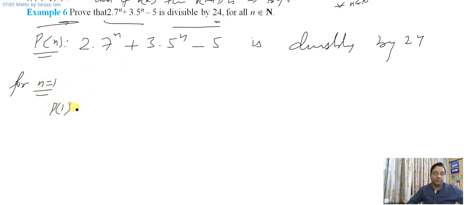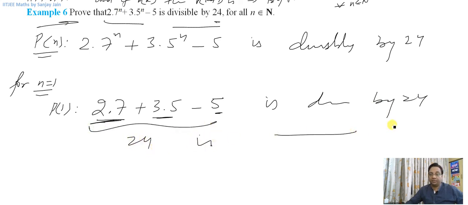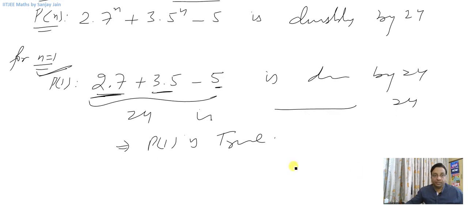p of 1 will be 2 into 7 raised to power 1, so 2 into 7, plus 3 into 5 raised to power 1 minus 5. And what will this be? 7 into 2 is 14, 3 into 5 is 15, 14 plus 15 is 29, 29 minus 5 is 24. So 24 is divisible by 24. Hence I can say p of 1 is a true statement. So I have verified that the statement p of n is true for n equal to 1. Now I'll assume it to be true for n equal to k.